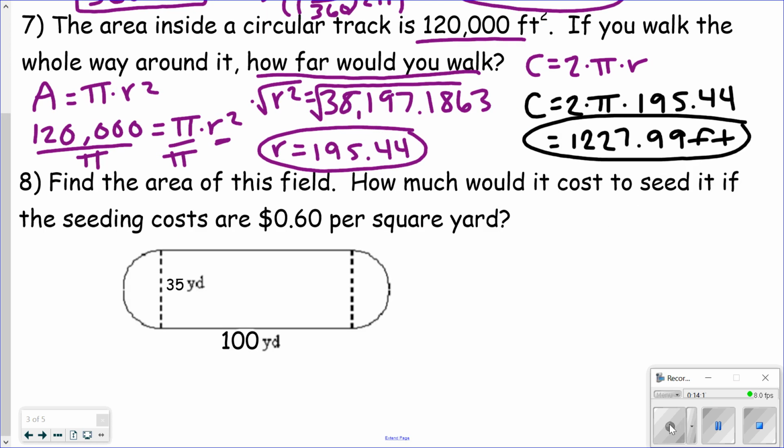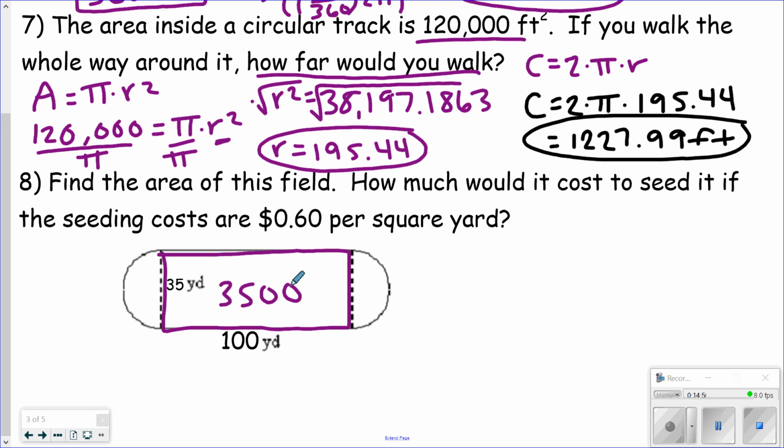Number 8, find the area of this field. How much would it cost to seed if the seeding costs are 60 cents per square yard? All right, so there's two shapes that make up this field. One is this rectangle. And we can find the area of this rectangle by multiplying the length and width. So 35 yards times 100 yards, that would be 3,500.